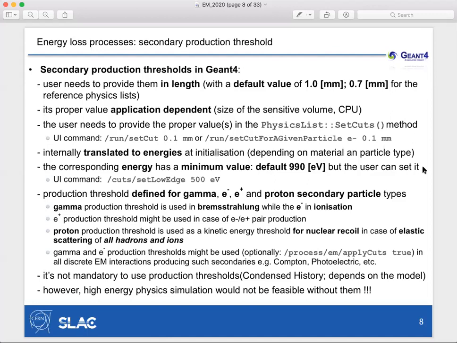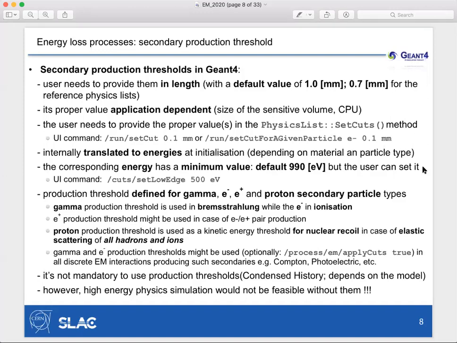This is because most of the approximations, even this near 1 kilo electron volt production threshold that we are using, when we are using the condensed history simulation that we are talking about at the moment, it's already a bit high. It can, however, be set even lower, this minimum value. So you can see this cut set low edge command, a UI command. You can lower this value even to 500 electron volt.